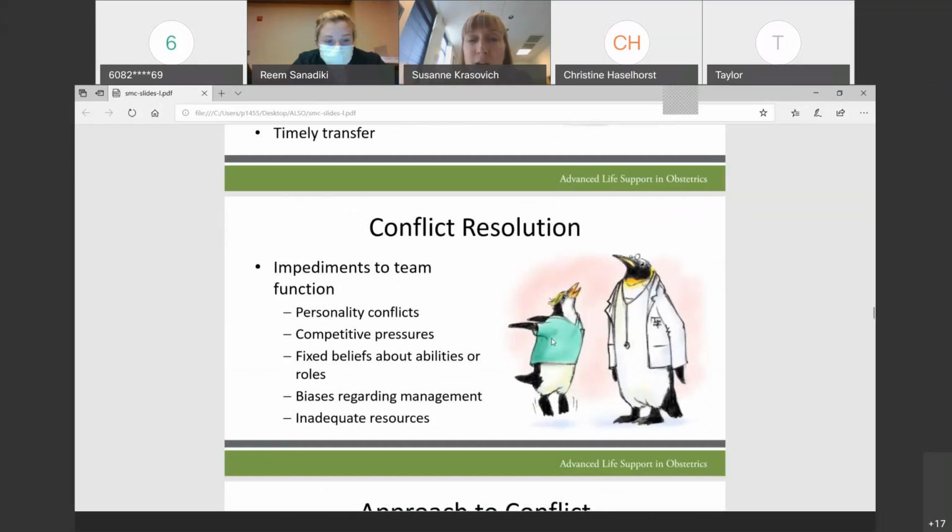Within the team itself, conflict can get in the way of team function, and that might mean personality conflicts, different competitive pressures, certain fixed beliefs about abilities or roles. That's not something I can do as the provider, or that's something that only the nurse should do. Biases regarding management, and sometimes inadequate resources.